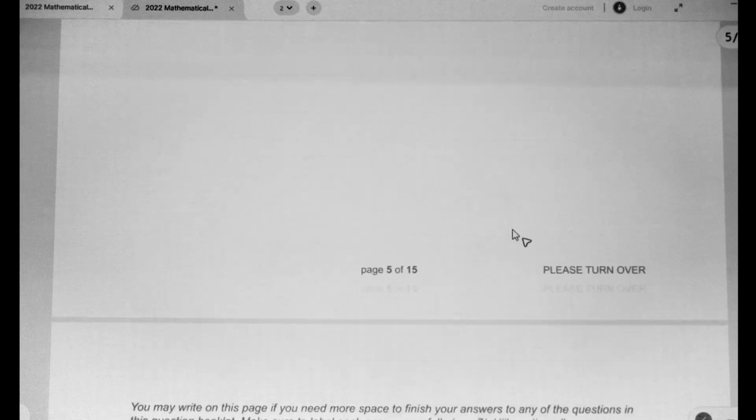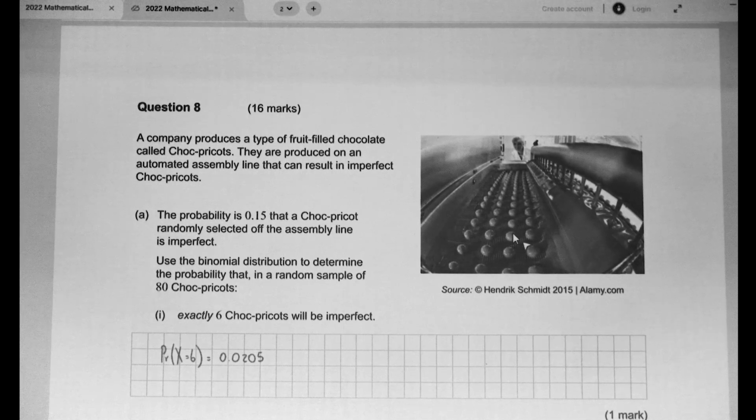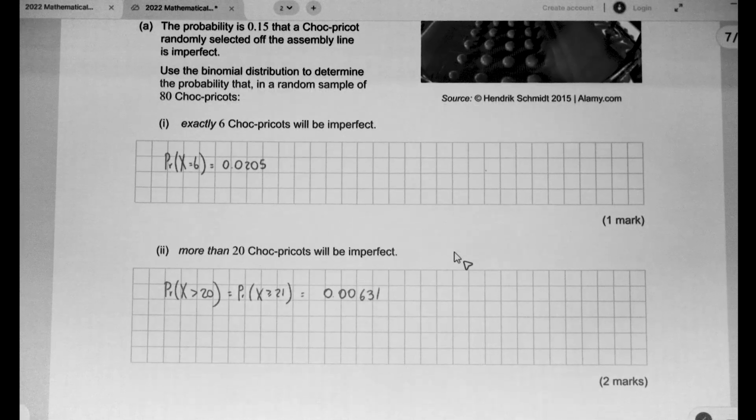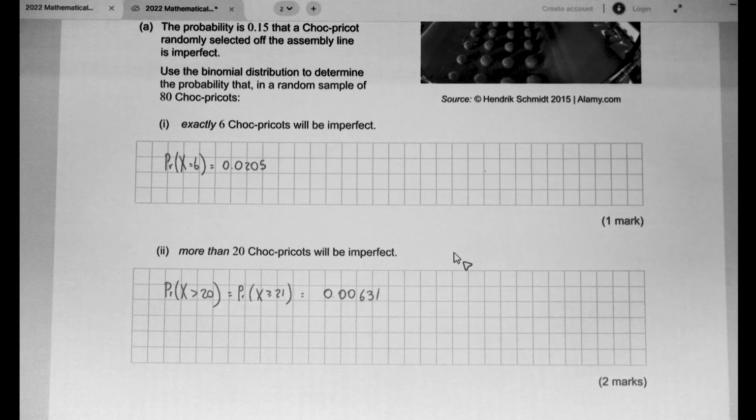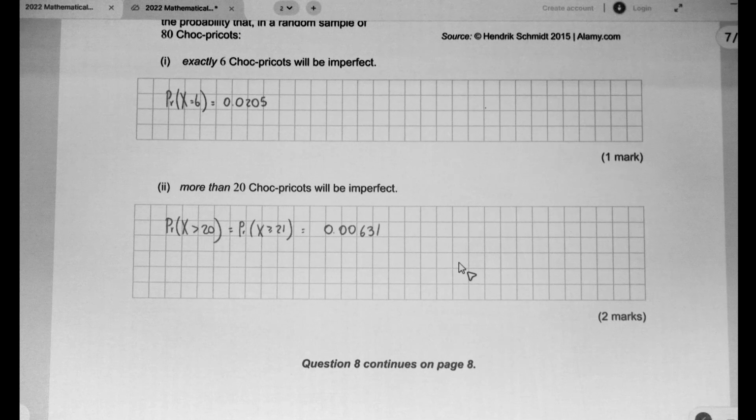Okay, question 8, chocolates. Exactly 6 chocolates, probability x equals 6 is 0.0205, ideally to 3 significant figures. 0.02 with no other evidence, I have a feeling that might not be enough there. We try to be forgiving: if we feel that there was no other way they could get the answer, we'll try and give them the mark. If there were other possibilities that would have given a similar answer when rounded, then we have to be a bit tougher.